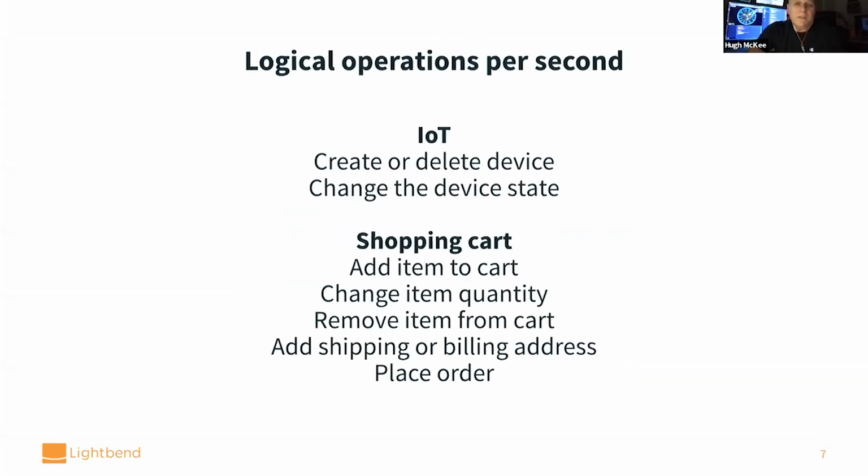So what's a logical operation? Well, it's pretty obvious, I think. With an IoT system, it's IoT devices reporting some kind of telemetry information to the backend system, like creating a device or deleting a device, devices coming online or getting turned off, or state changes of those devices. Or take the classic shopping cart application: a logical operation is the things we do as humans when we interact with a shopping cart, like add an item to a cart and so on.